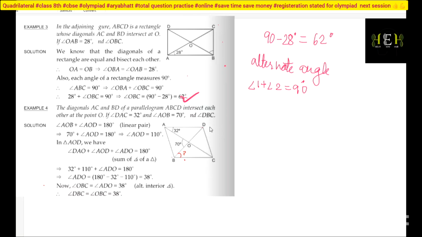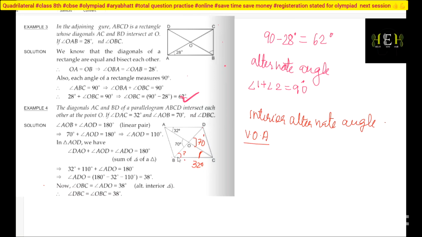Now see, they have already told us this is a parallelogram, so I can directly say that this angle is also 32 degrees. Why? Because of the interior alternate angles. Now when these two angles are equal, and I have 70 degrees, this one is also 70 degrees. Why? Vertically opposite angles, because it's a parallelogram. Now I have to find out this one.